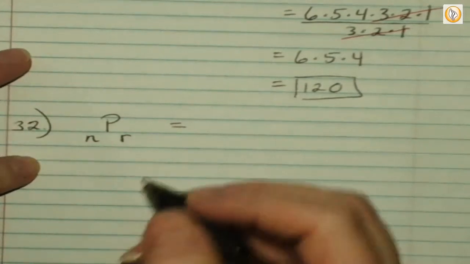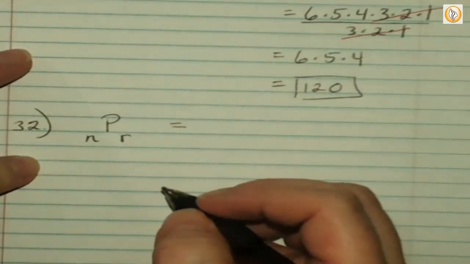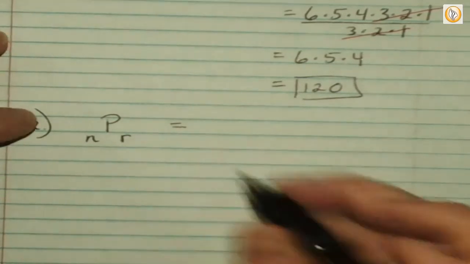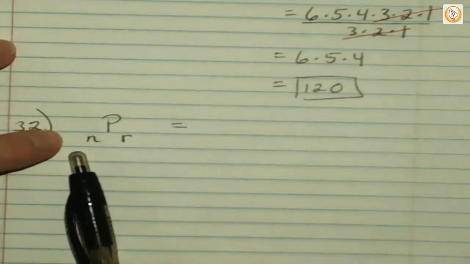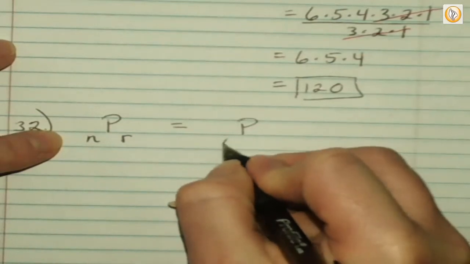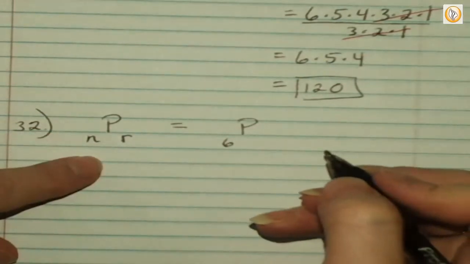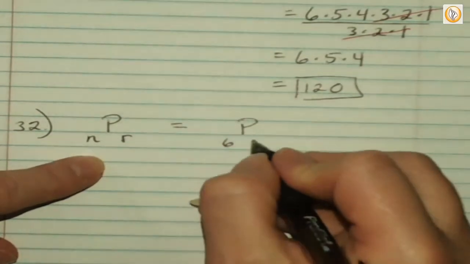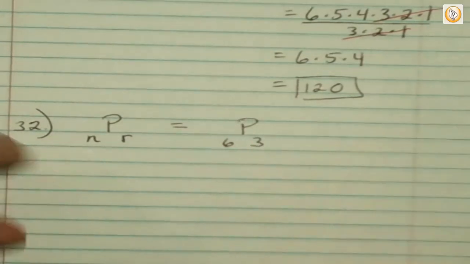So let's read this again. 3 different positions are to be filled among 6 employees. So if N is the total number, what would N be? 6. Very good. And then it says 3 different positions, like president, vice president, whatever. That would be your R.